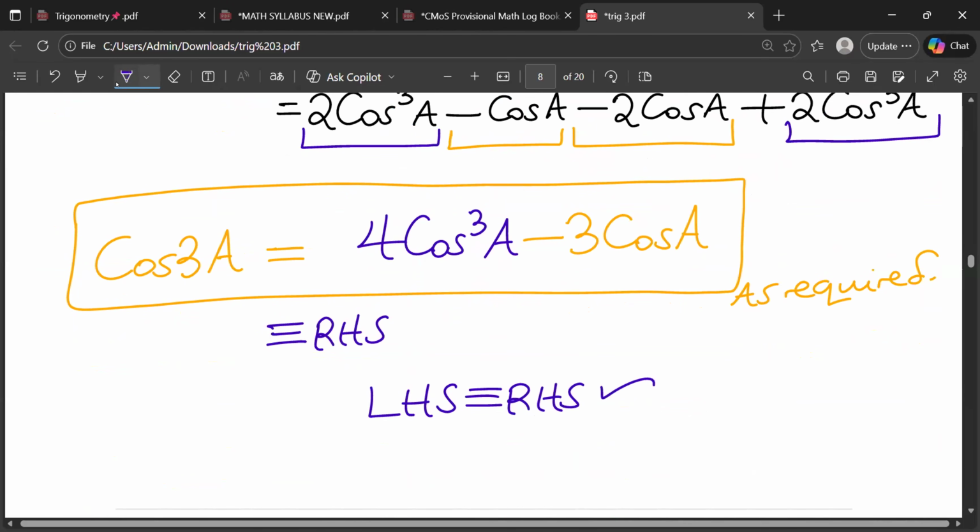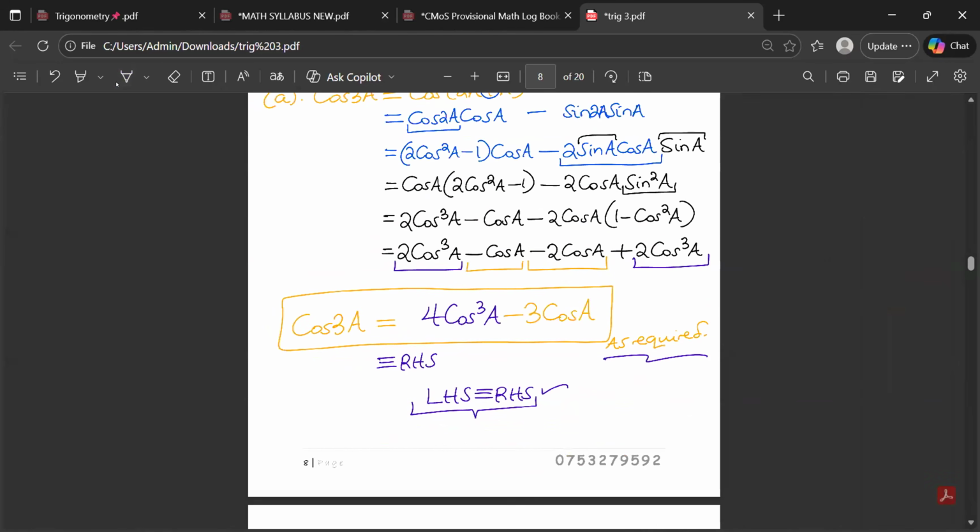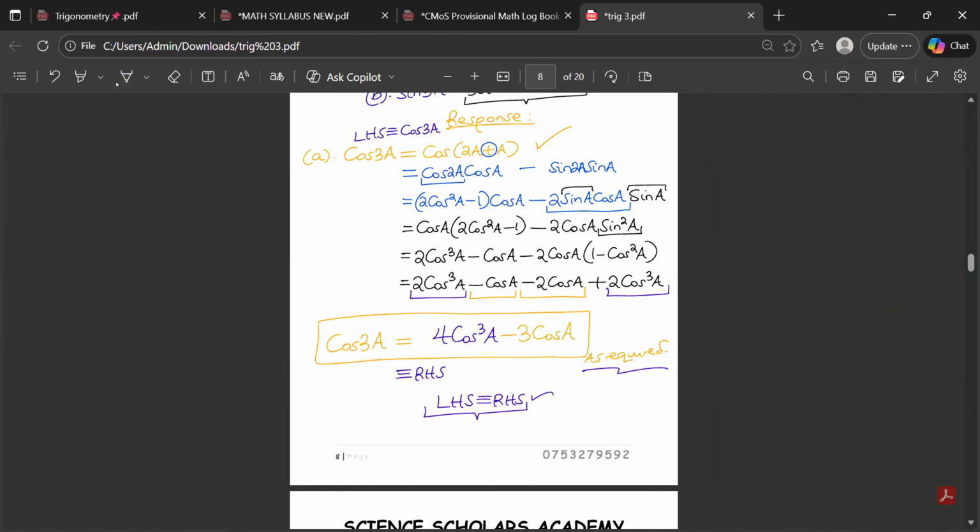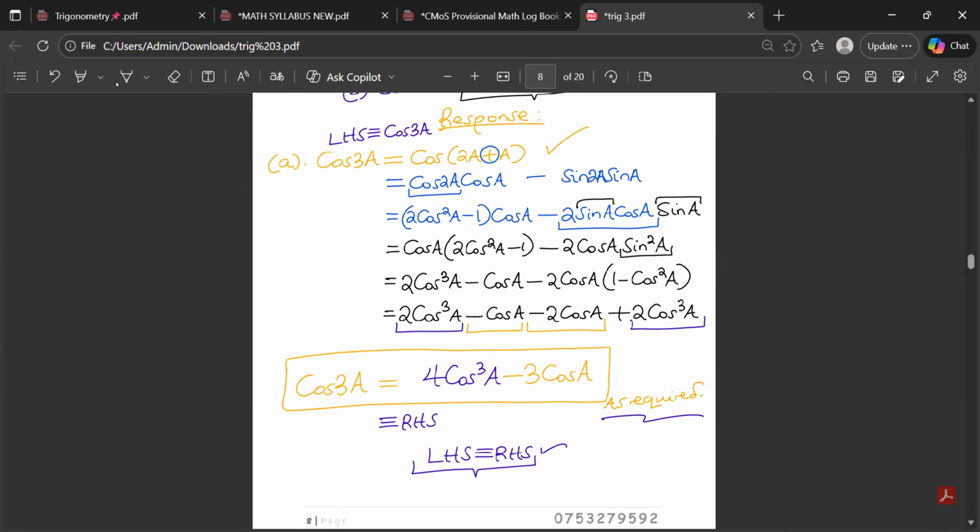So you just do your work normally. You leave this wiseacring of mine. Do your work normally, put "as required". You get the same marks like me. I'm just a wiseacre. So, is that okay?